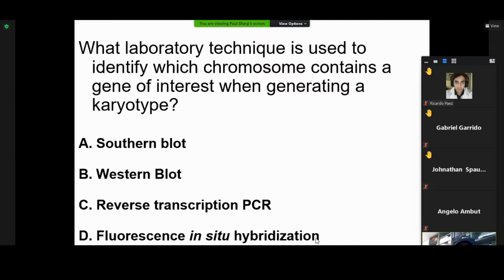Yes, fluorescence in situ hybridization. That's what we just talked about. If you wanted to use a laboratory technique to identify which chromosome contains a gene of interest, you would design a probe for that gene of interest, and you would do fluorescence in situ hybridization with chromosomes laid out on a glass slide. Okay, let's move on to the next slide.